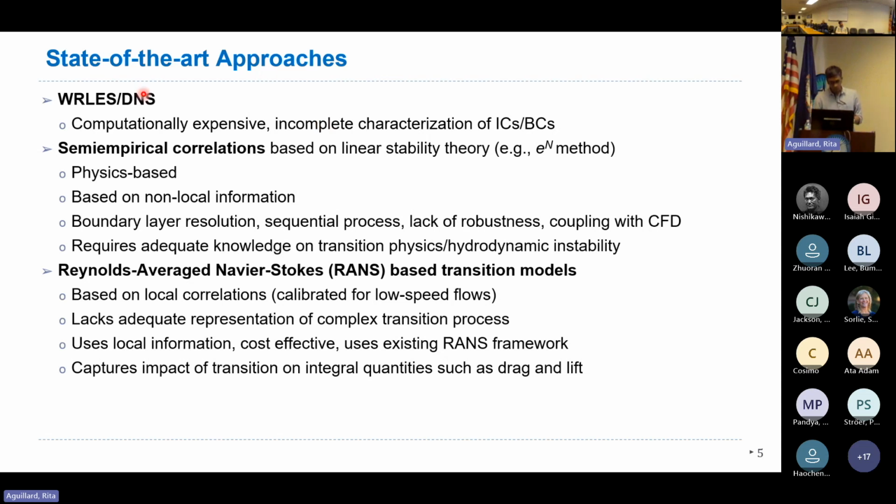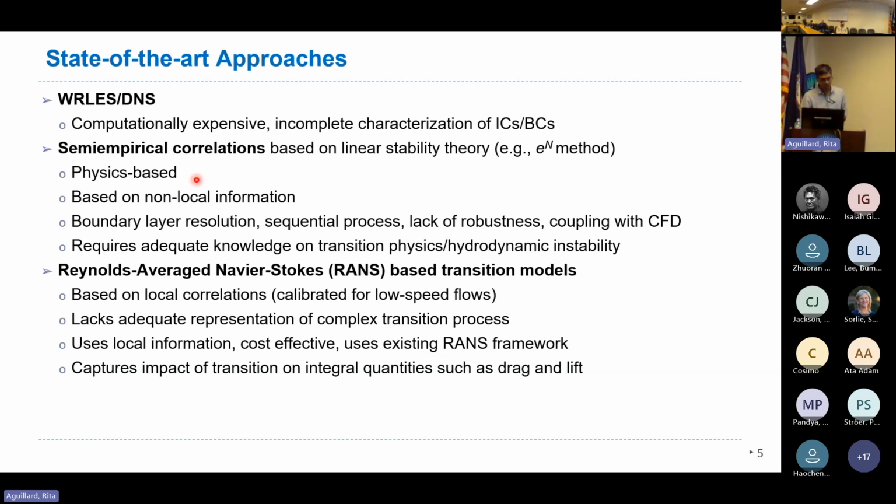So the most popular approach is based on semi-empirical correlations. A lot of it is based on the linear stability method, popularly known as the e to the N approach. It has a lot of physics. Essentially you take the mean flow, you apply some sinusoidal disturbances, and you use linear approximations to eliminate some of the nonlinear component, and then only solve for the linear part of the disturbance evolution. And through that, we can capture a lot of the physics involved in the whole transition process.